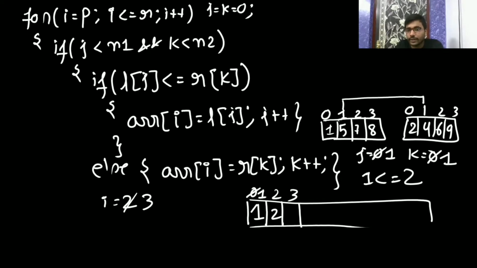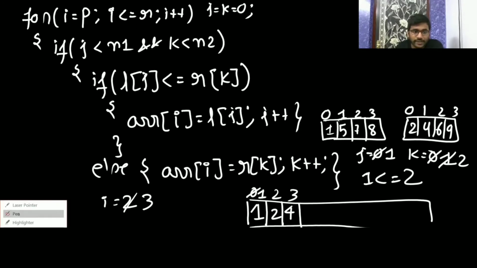Now left of 1 is 5. Is it smaller than right of 1, which is 4? No. So this condition is false, it will go to the else part. So array of 3, i is 3, is going to have right of 1, which is 4. Then it will increment k, and it is going to 2. Whenever the if part is satisfied, I'm not going to the else part.